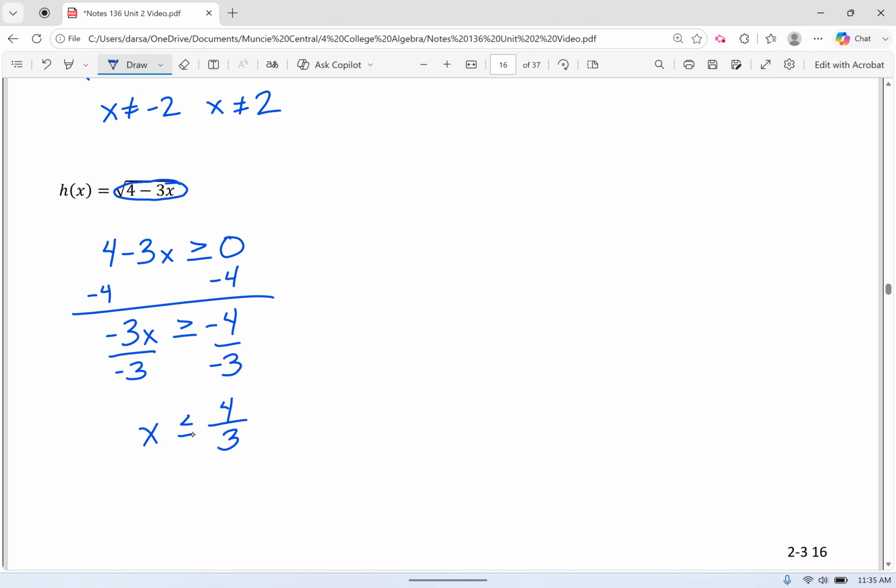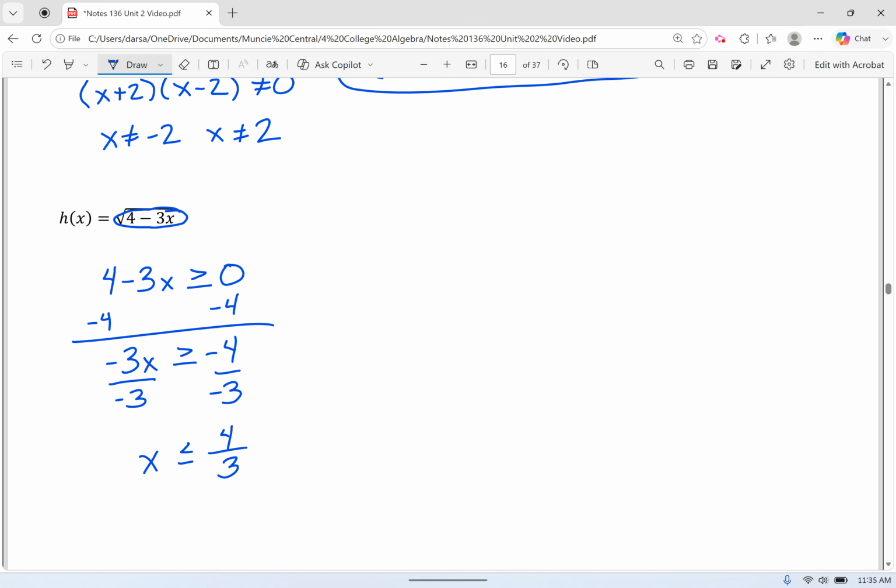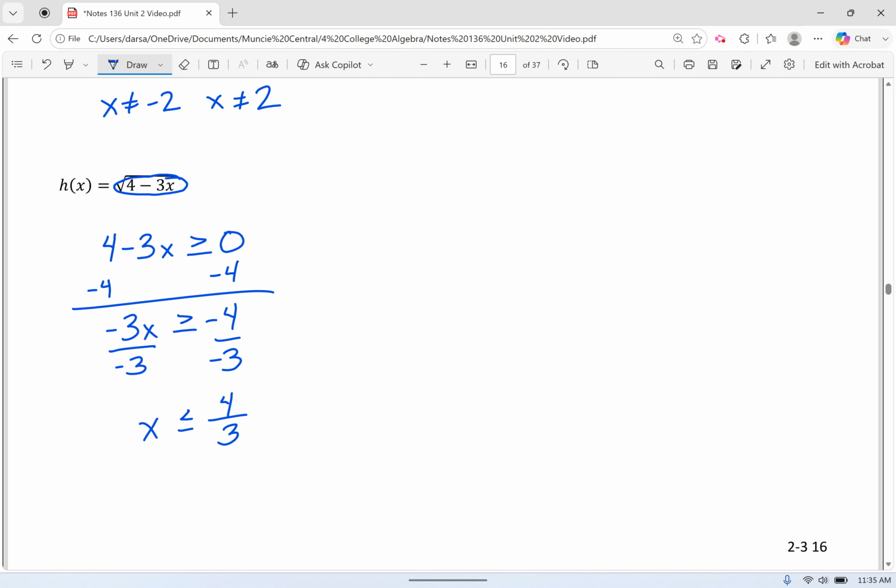That's right, you've got to remember to flip the sign. So, little trick that can happen, remember it's only when you divide both sides by a negative. Writing this in interval notation, let's just go back to our graph really quickly.